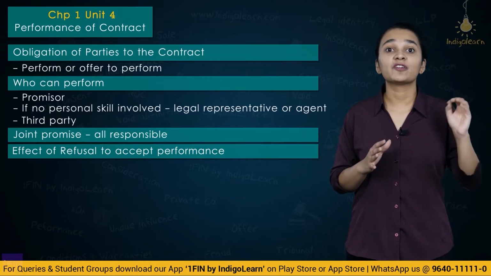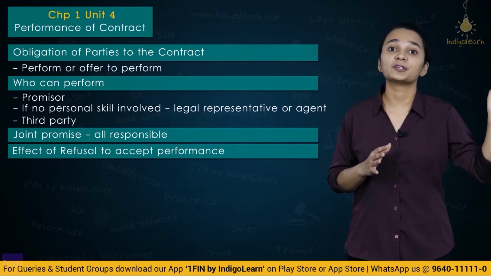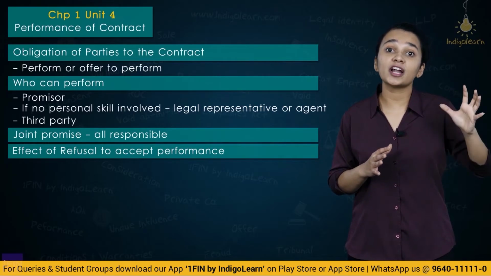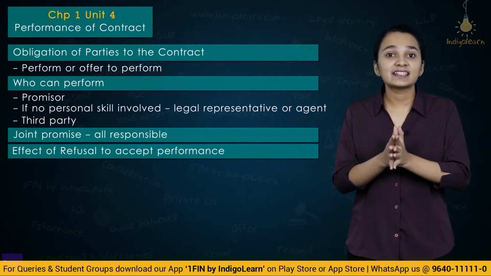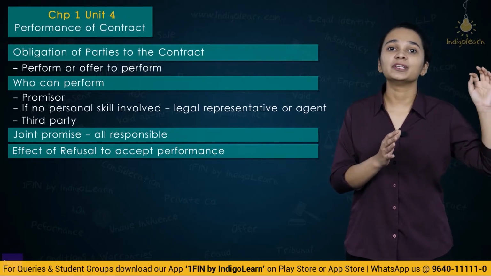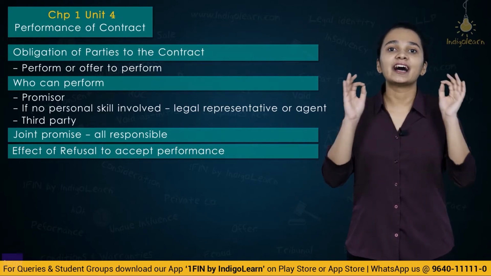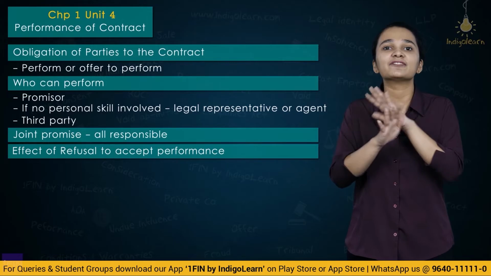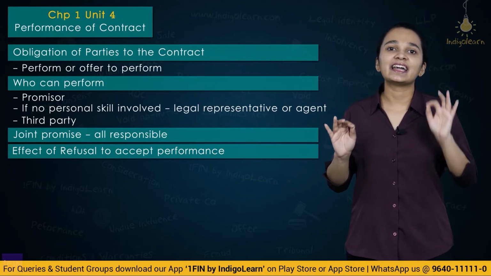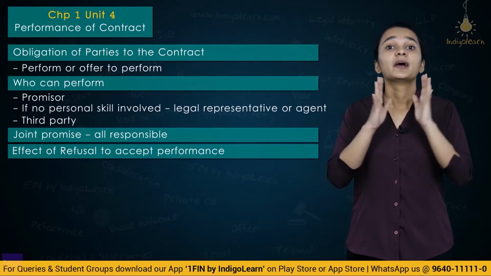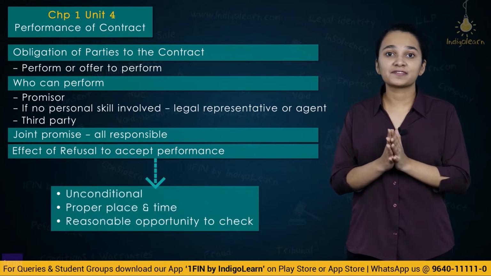In a situation where one party to the contract has made an offer to perform, but the other party does not accept the performance, then in that situation, the promisor will not be blamed for non-performance. The promisor will not be held liable for non-performance and he will not lose any rights under the contract. But three conditions must be satisfied in this case.